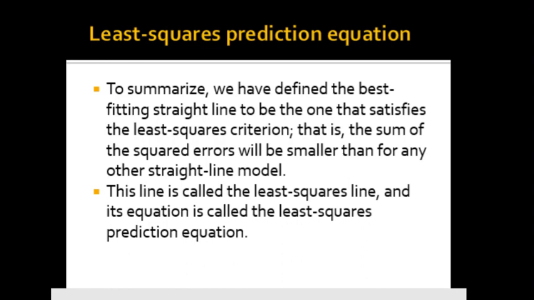Okay, so this is what we have done so far. We have defined the best fitting straight line to be the one which satisfies the least squares criteria by minimizing the sum of squares error. And this will be the straight line model. The line is called the least squares line, and the equation is called the least squares prediction equation.